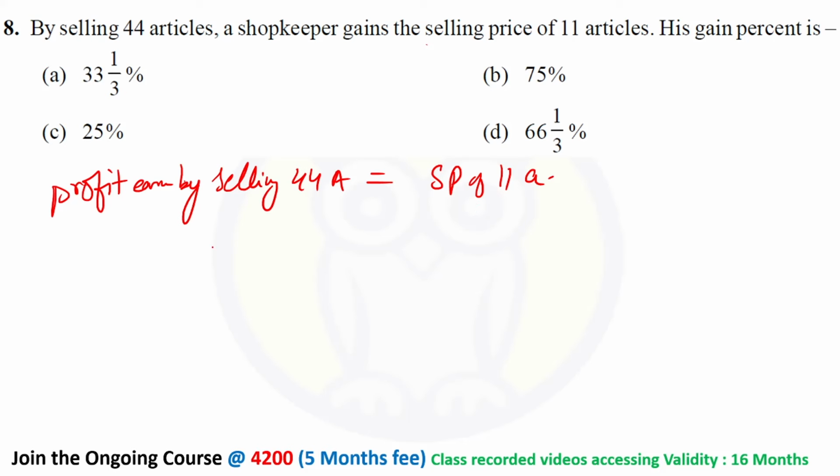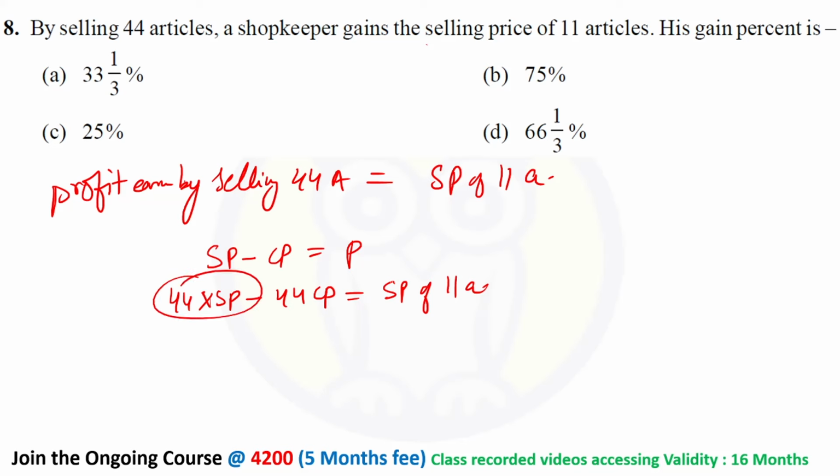The profit formula is SP minus CP is equals to profit. So 44 into selling price minus 44 into cost price is equals to profit. And the profit is the selling price of 11 articles. Now the selling price of 44 articles minus the selling price of 11 articles, so 44 minus 11 is 33.